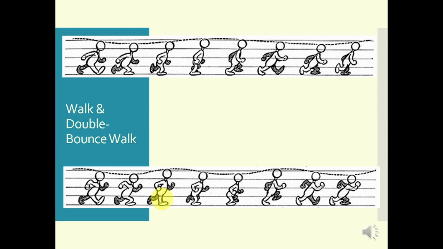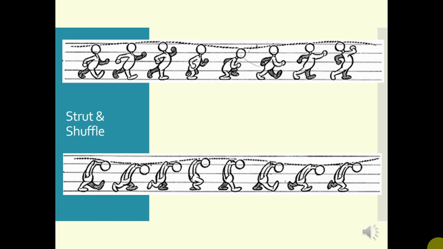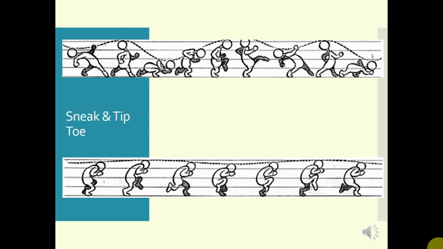You know, the difference between a standard walk at the top and a double bounce walk here at the bottom, where the double bounce walk has a bit more energy to it. The strut versus the shuffle: a strut where you're proud and exuberant, versus a fairly depressed shuffle. The sneaking or the tiptoeing, trying to be really, really quiet. We're hunting wabbits kind of stuff.